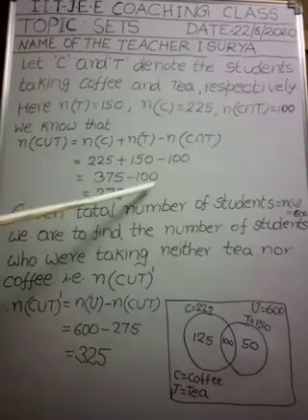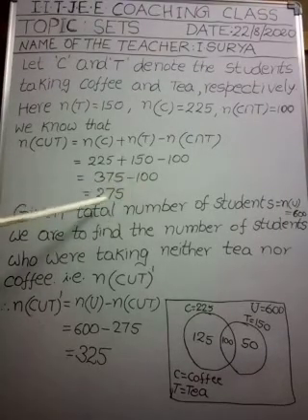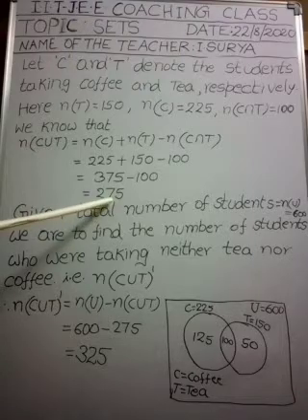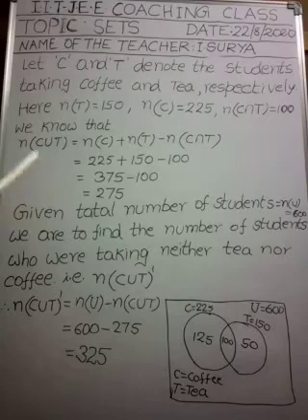Now we have to simplify these two numbers. 375 minus 100. What will you get here? 275. Understood this step, my children? Right. Again, come to the question.